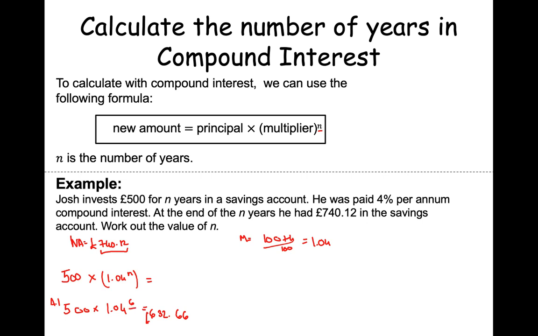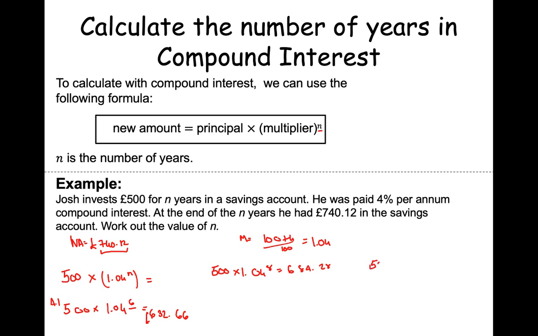So let's have a look at another one. So let's do 500 times by 1.04 to the power of, let's say, 8. So when we do that, we'll get a value of £684.28. So this value is still too small. Remember, we have to get to a value that's close to 740.12. So let's try another one.